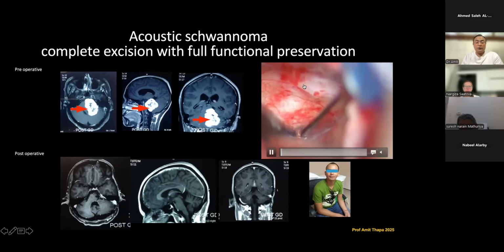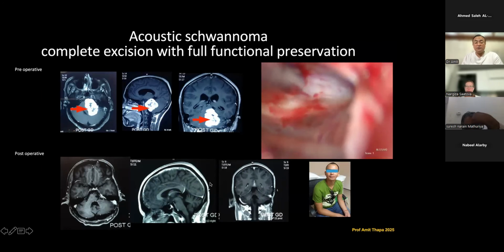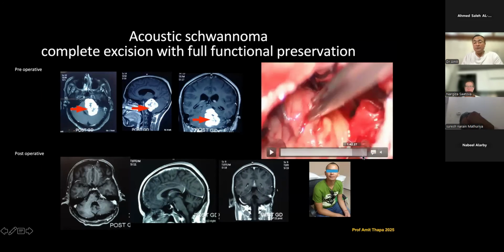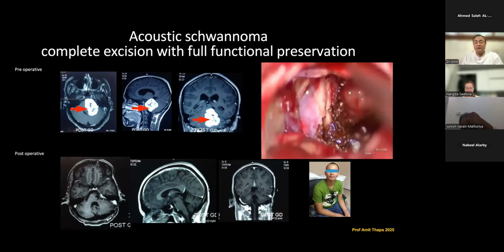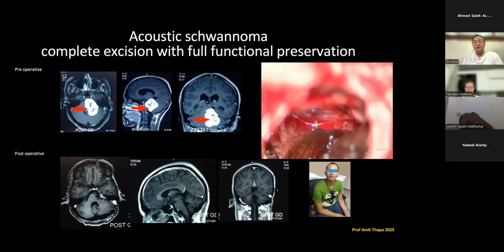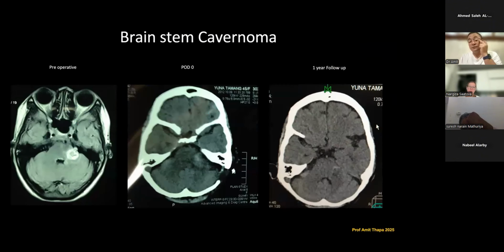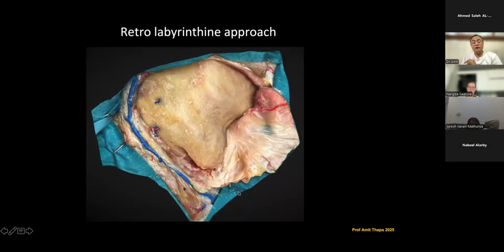So this is a quick video of how we did an acoustic schwannoma with perfect functional preservation in the patient, pre-op and post-op. For the sake of time, I'm just jumping around in this video, but you have to identify the anatomy at the last. Try to keep the arachnoid preserved as much as possible so as to have a good functional preservation. Similarly, this approach can also be used to remove cavernomas, as in this case with a recurrent cavernoma bleed presenting in the pons. This patient was approached by a retrosigmoid route, and you can see even after 1 year, the patient had a good outcome, and there is no recurrence of bleed in the last 10 years of follow-up.